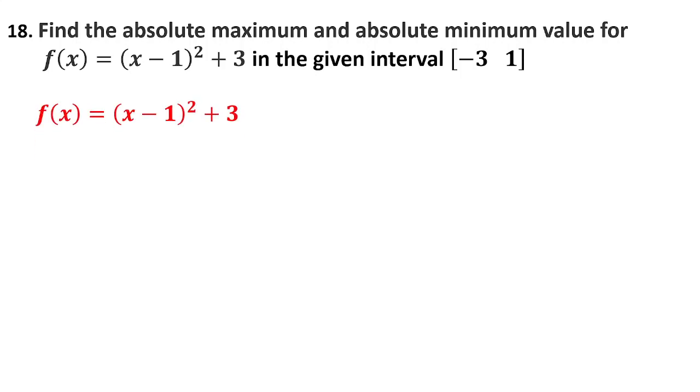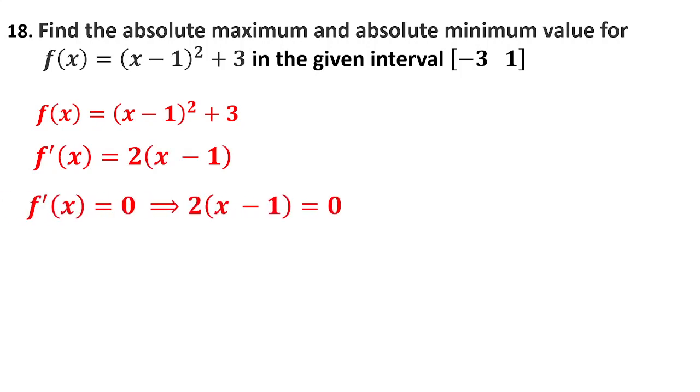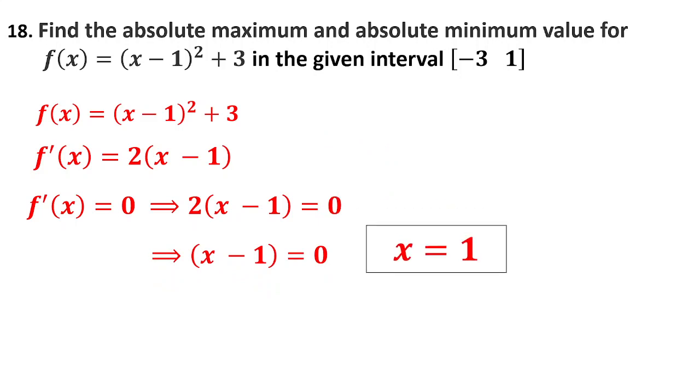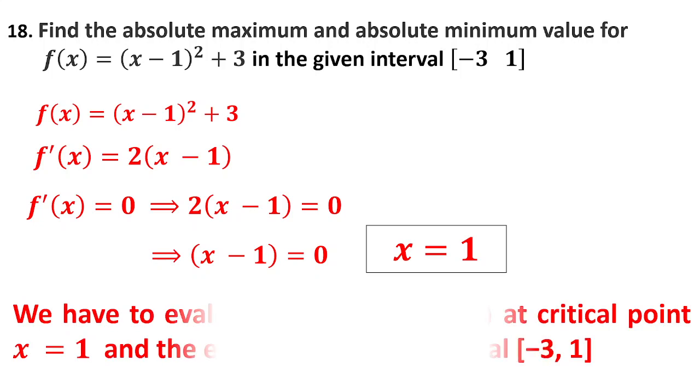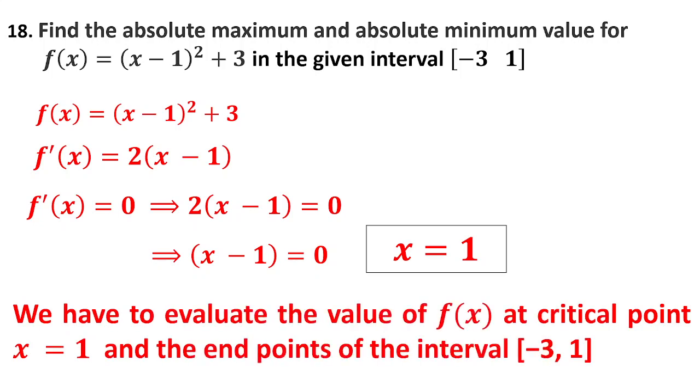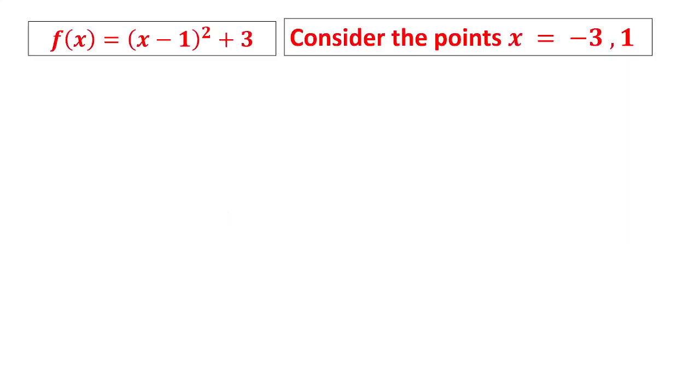Well, f of x is given, f dash of x I am finding. Very simple. When I equate it to 0, I am getting x is equal to 1. But this x is equal to 1 is one of the extreme points of the interval, where I have to take only x is equal to 1 and the endpoints also I have to take. So I have to take the points minus 3 and 1.